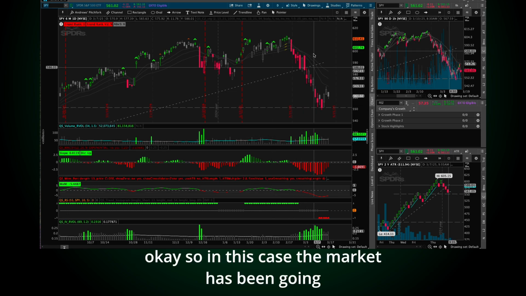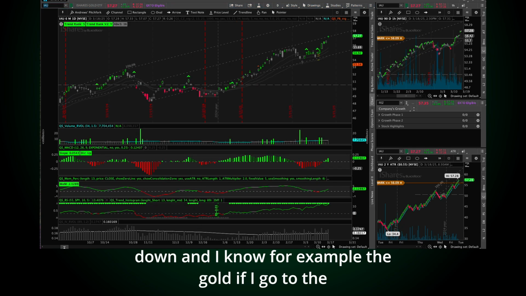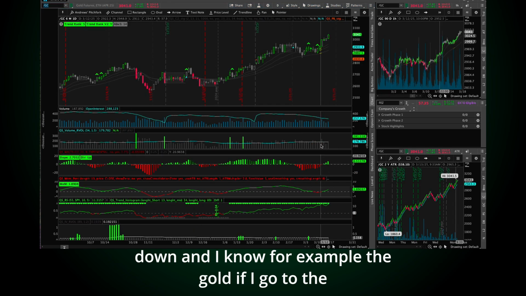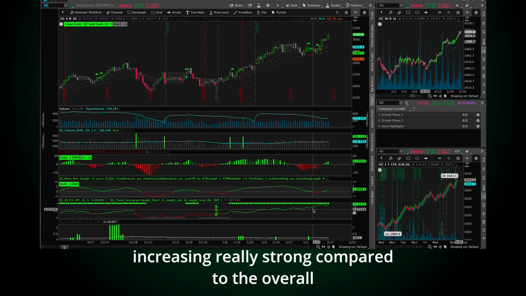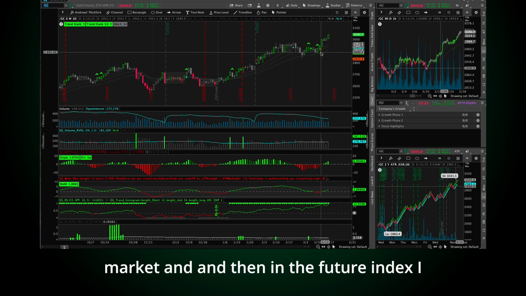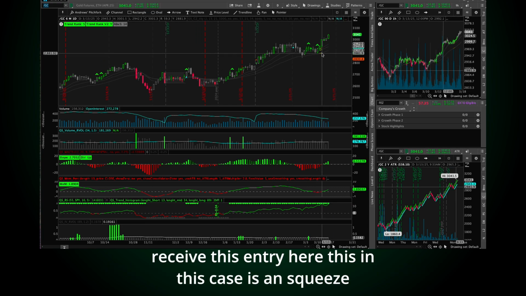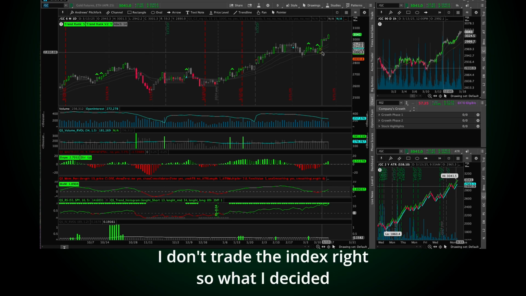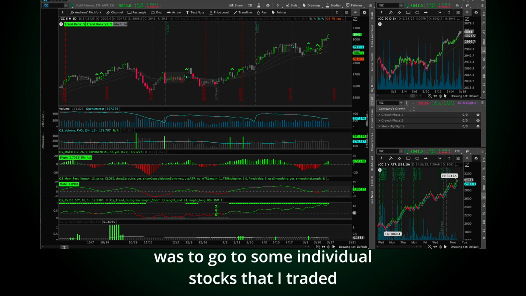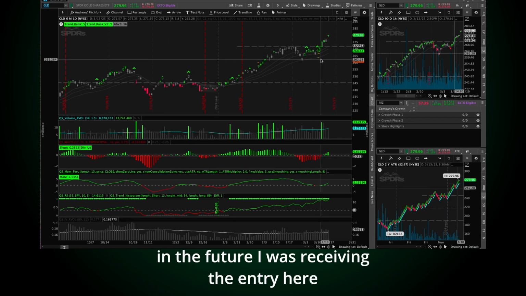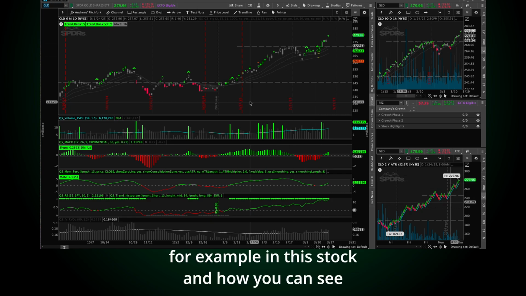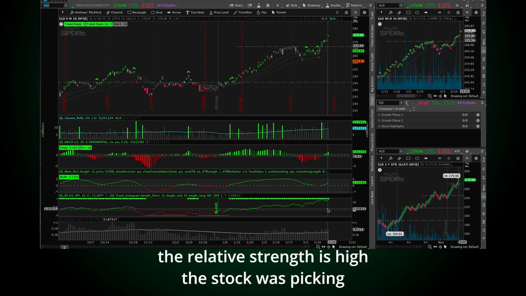Okay. So in this case, the market has been going down, and I noticed, for example, gold. If I go to the future on gold, the relative strength of gold has been increasing really strongly compared to the overall market. And then in the future index, I received this entry here. In this case it is a squeeze. I don't trade the index, right? So what I decided was to go to some individual stocks that I trade. At the same time that I was receiving the entry in the future, I was receiving the entry here, for example, in this stock. And as you can see, the relative strength is high.